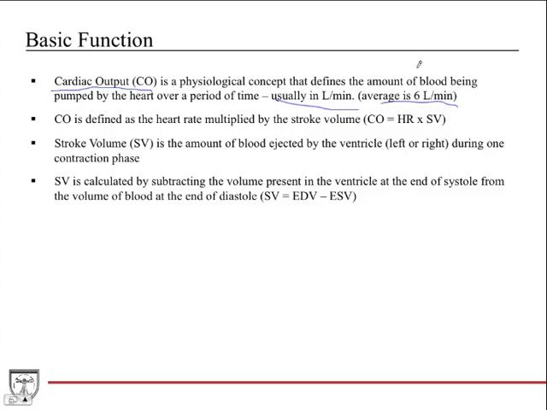If you've heard of someone being in heart failure, that's where they have decreased cardiac output. They could be doing 2 liters per minute or something like that. Cardiac output is defined as heart rate multiplied by the stroke volume. That's the equation here: heart rate times stroke volume. So what is the stroke volume? The stroke volume is the amount of blood ejected by the ventricle, left or right, during one contraction phase.